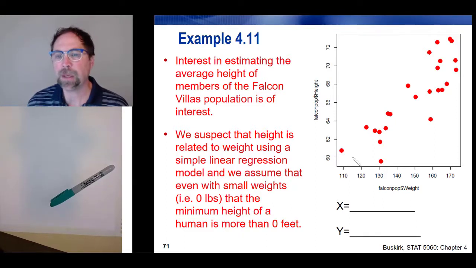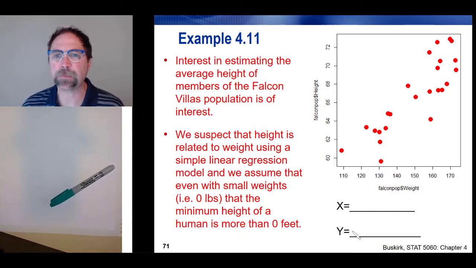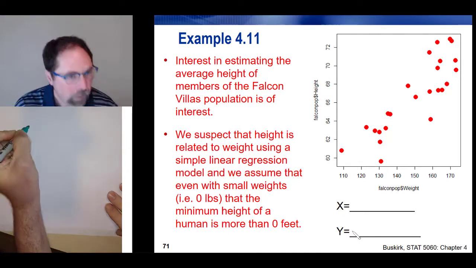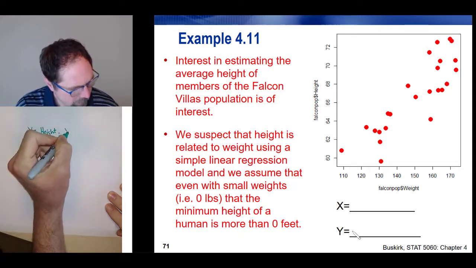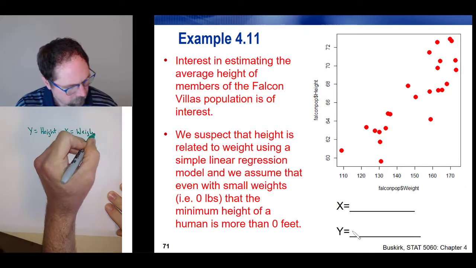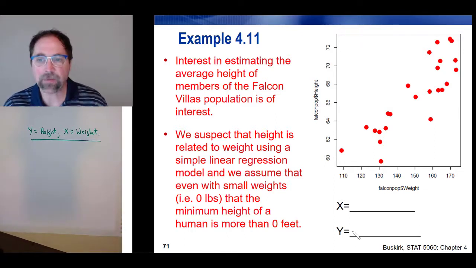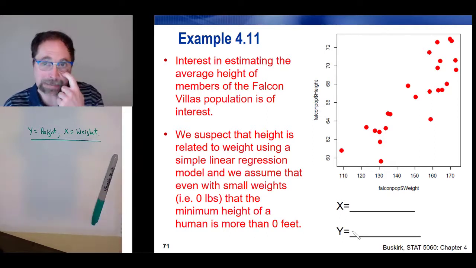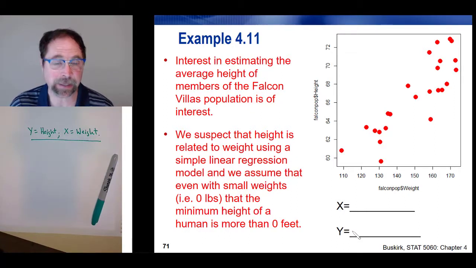It looks fairly linear. So in this case, our Y variable of interest, the outcome that we care about estimating, is the height of the members in Falcon Villa. So in this case, we would write Y is the height, X is the weight. And if you weren't sure, you could look at this graph, where on the x-axis I have the weight variable and on the y-axis I have the height variable.